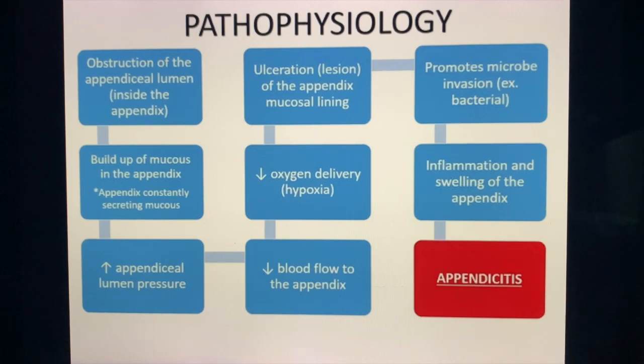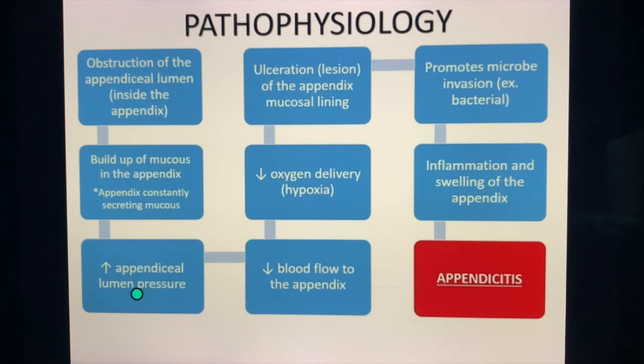Now let's proceed with the pathophysiology of acute appendicitis. So everything starts with obstruction of the appendiceal lumen. As mentioned earlier, the most common cause is a fecalith. Once you have obstruction of the appendiceal lumen, the appendix will constantly secrete mucus, leading to the buildup of mucus in the appendix. Both the obstruction and buildup of mucus in the appendix lead to an increase in the pressure of the appendiceal lumen.